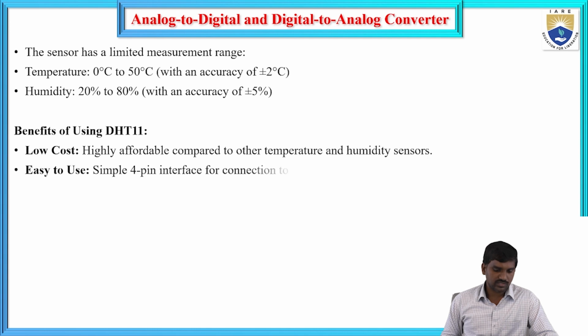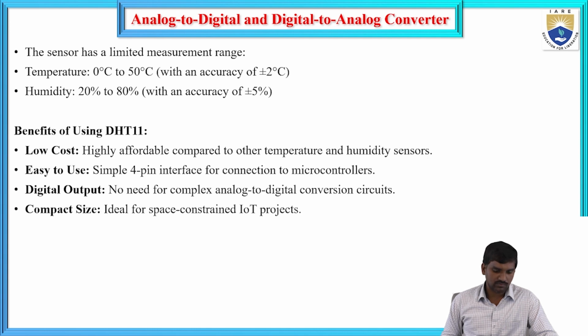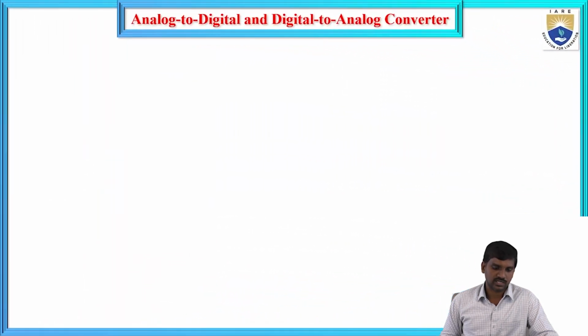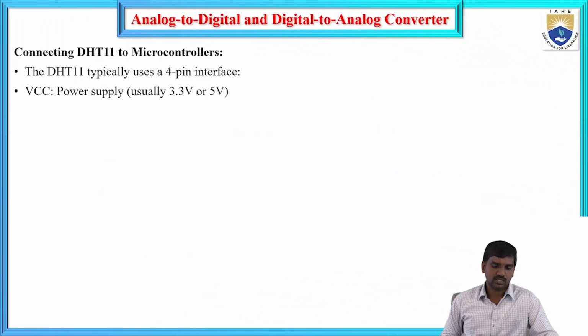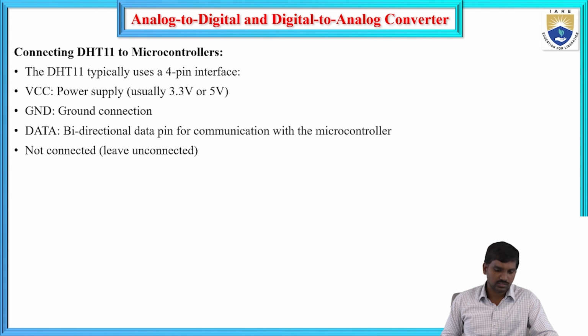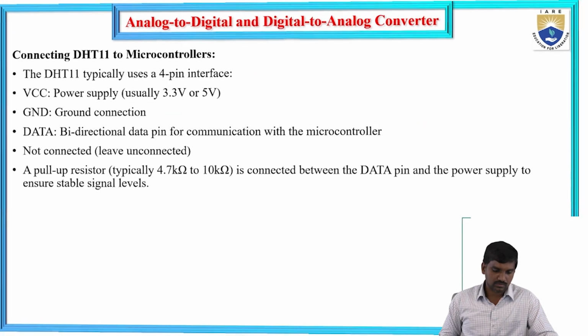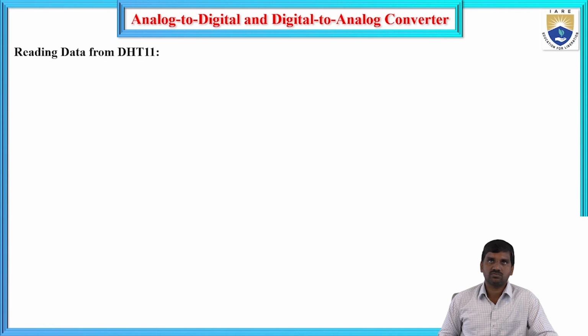Here are the benefits of using DHT11: low cost, easy to use, digital output, compact size. To connect the DHT11 to a microcontroller we use these pins. DHT11 typically uses a 4-pin package: input voltage power supply of 3.3 volts to 5 volts, ground connection, a bidirectional data pin for communication with the microcontroller, and one not connected. We also use a pull-up resistor.